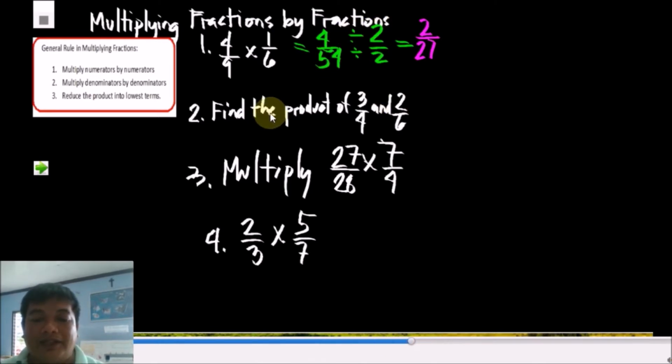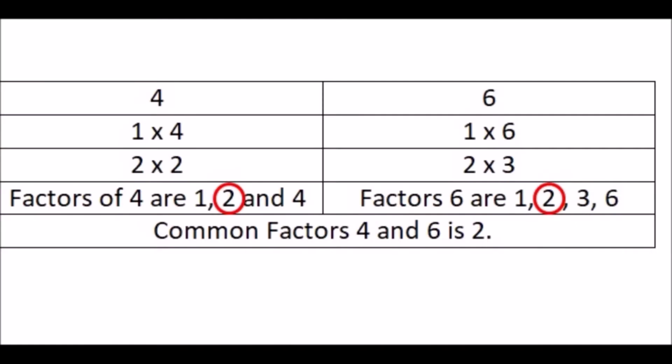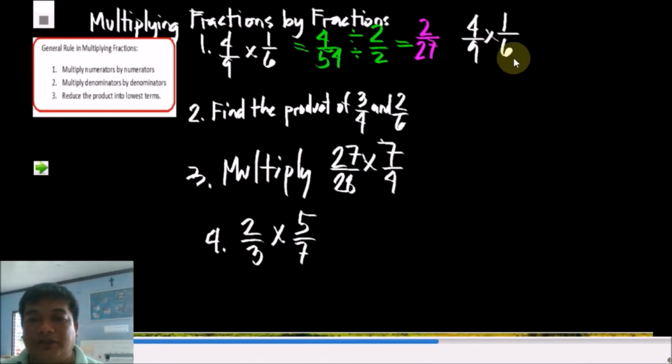So let us try this problem, 4/9 times 1/6. In these two fractions, what number can we divide 4 and 6 by? What is the common factor that can divide 4 and 6? The common factor is 2. So 2 will divide 4 and 6. 6 divided by 2 is 3. Then 4 divided by 2 is equal to 2.